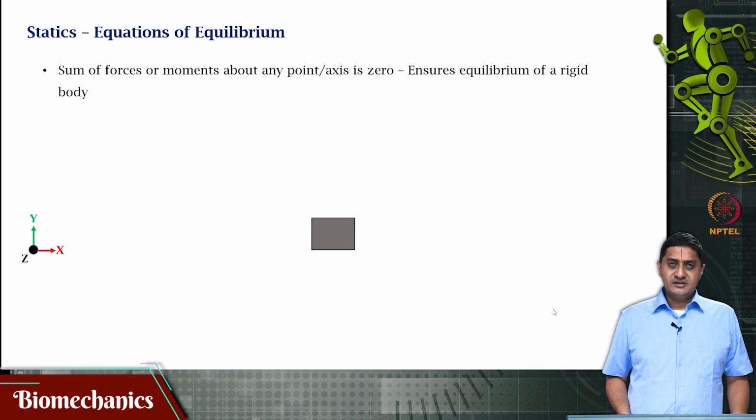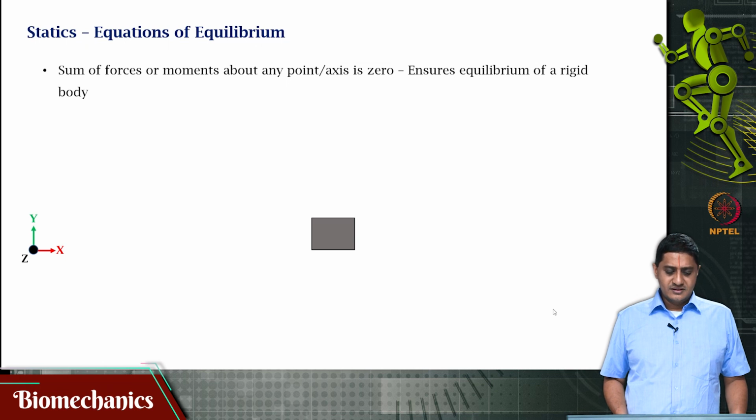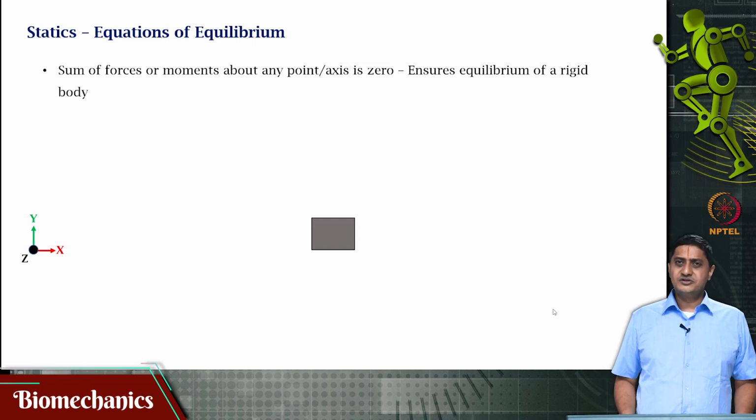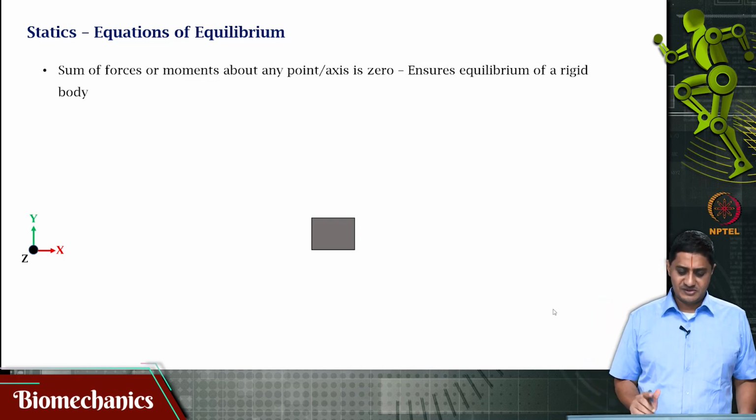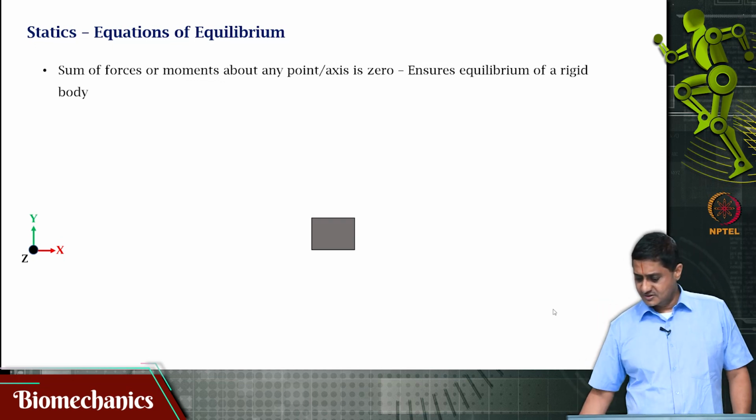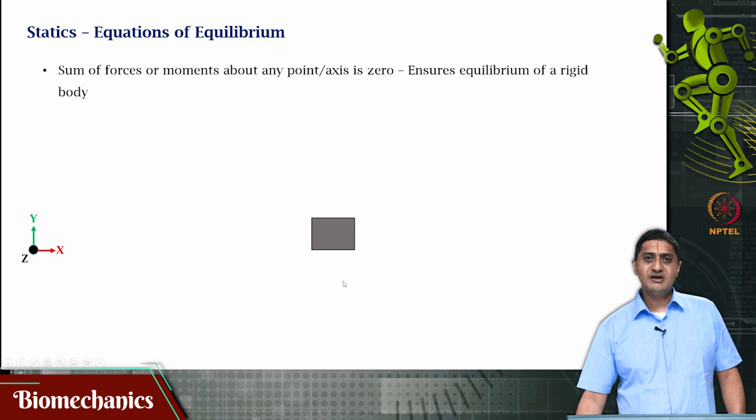To simplify, the equations of static equilibrium in 2D say that the sum of forces and the sum of moments about any point is 0. This will ensure that a rigid body is in equilibrium in 2 dimensions. This is also frequently written as sigma Fx equal to 0, sigma Fy equal to 0 and sigma M equal to 0, but what does that mean?